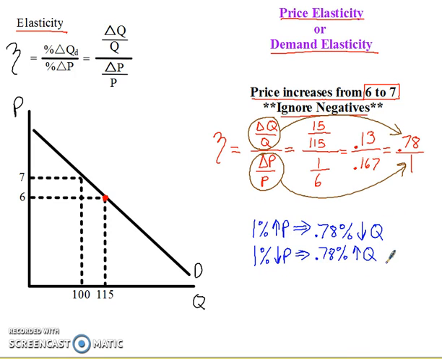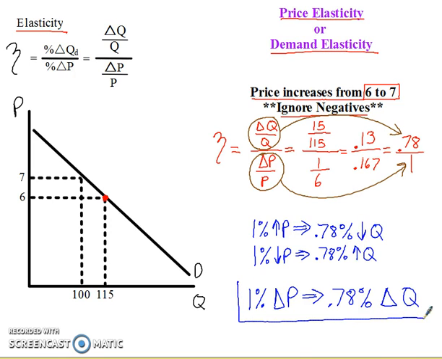Okay? So what we are saying is, in the general sense, a 1% change in the price, which could be increase or decrease, causes a 0.78% change in the quantity, which could be up or down. So this is the very general way of interpreting our number, because we've got to do our calculation, but then we have to interpret what it means. What does it mean? It means a 1% change in the price causes a 0.78% change in the quantity.